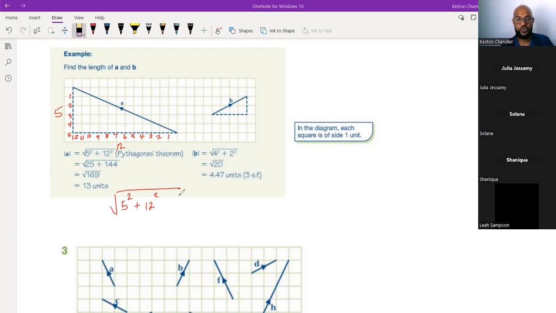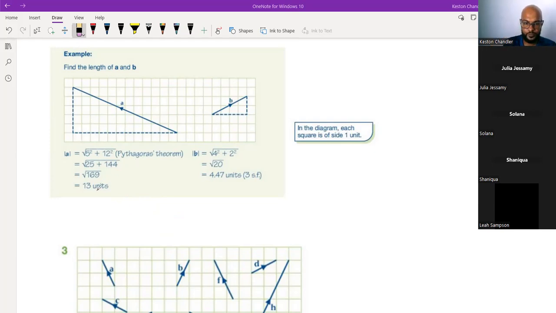So 5 squared plus 12 squared, right? 25 plus 144, right? And that's the root of 169, which is 13 units, right? And that's how we find the magnitude of the vector. So usually when you're given a question to find the magnitude of the vector, you would have to either draw it on a graph page or they will give it to you on a box sheet like that. And usually assume that each square is 1 unit in length.